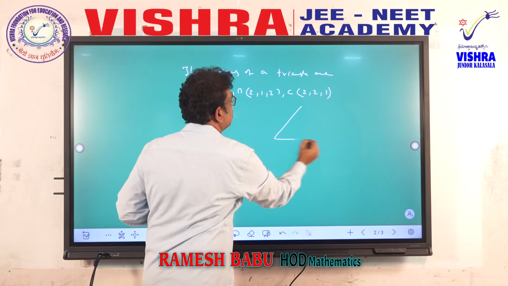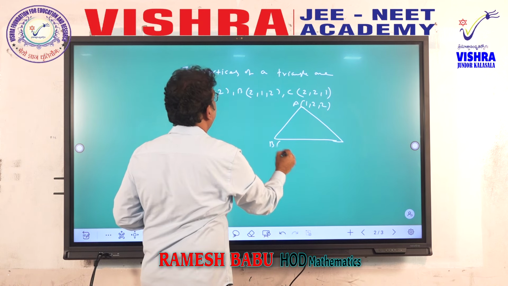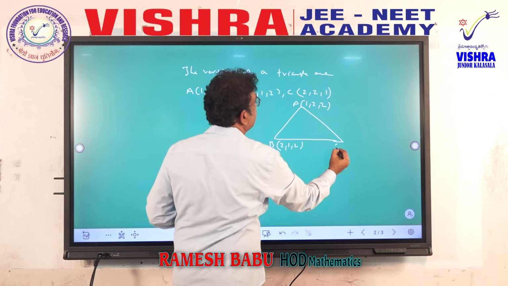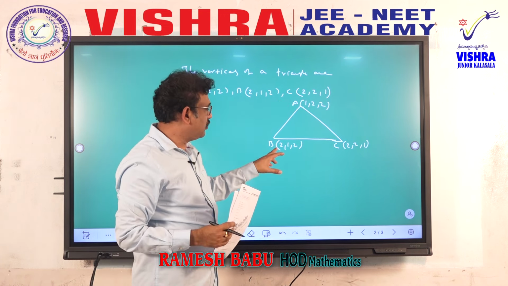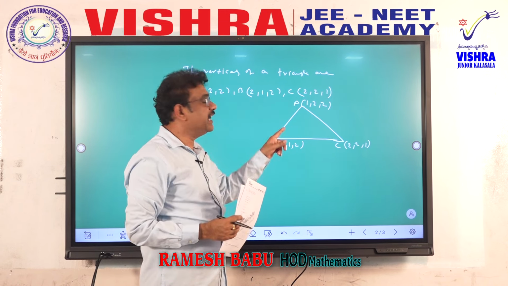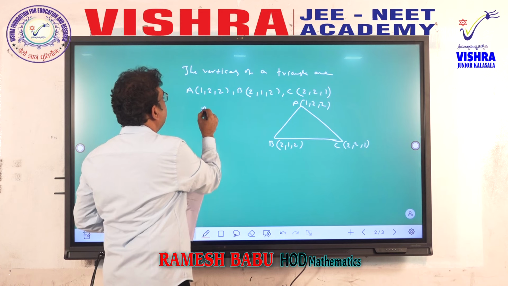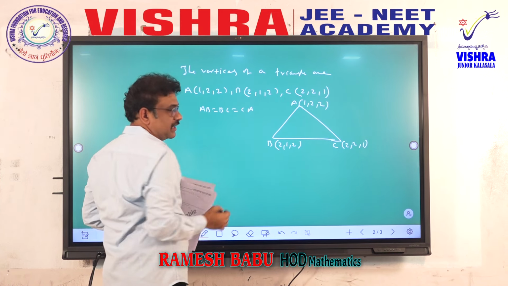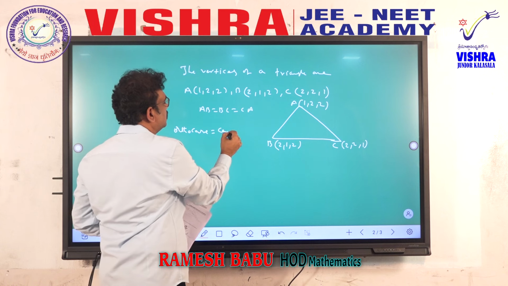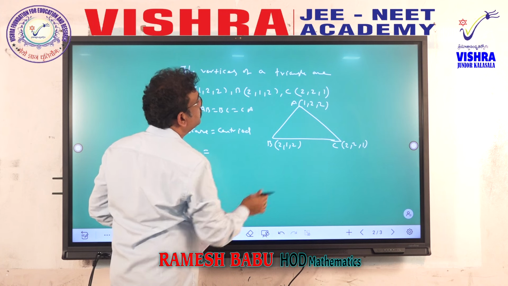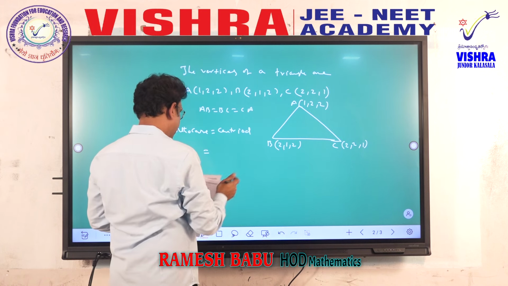So, now this is a rough diagram. Now, here A is equal to 1, 2, 2. Now, B is equal to 2, 1, 2. Now, C is equal to 2, 2, 1. Here, the distance from A to B is equal to B to C is equal to A to C. This is an equilateral triangle. So that centroid is equal to orthocenter. So here AB is equal to BC is equal to CA. Therefore, orthocenter is equal to centroid. So what is centroid? So x1 plus x2 plus x3 by 3, 1 plus 2 plus 2, that is equal to 5 by 3.